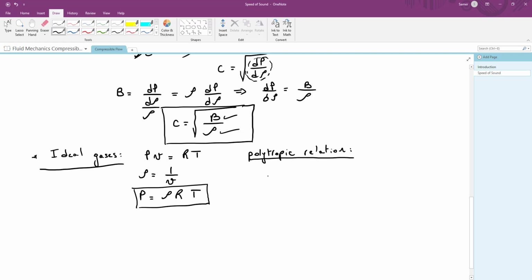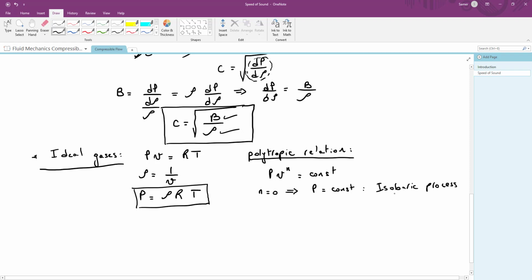So the polytropic relation, we have PV^n equal to a constant. Now this value of n can be different, which is related to the type of the process. For example, if you take n equal to 0, you will have P equal to a constant, simply because V to the power 0 is 1. This process is called an isobaric process, where the pressure is constant along the process.